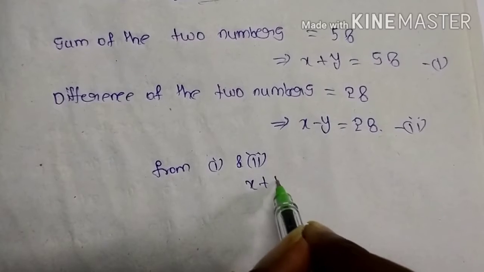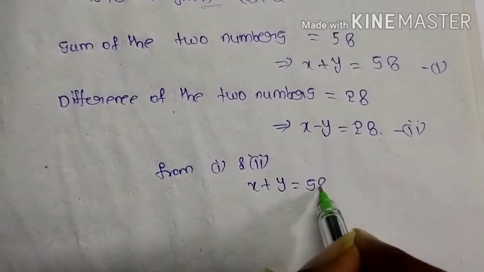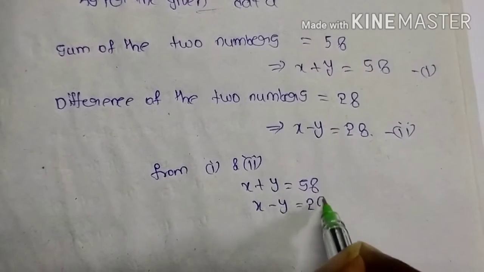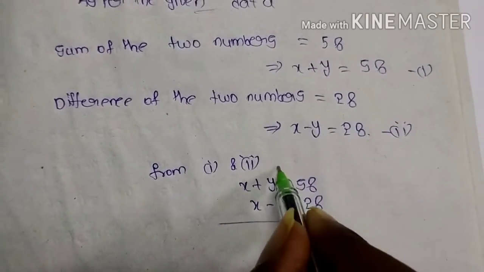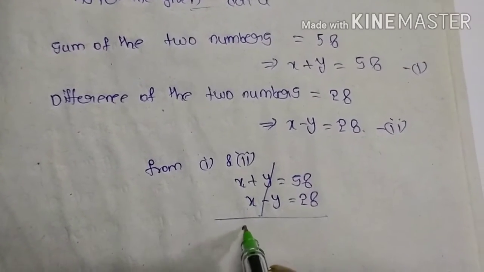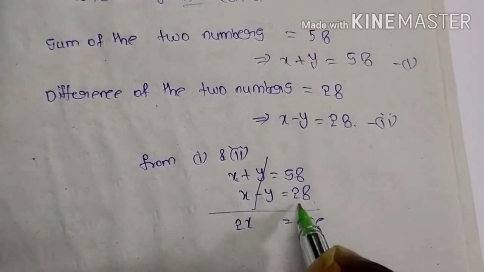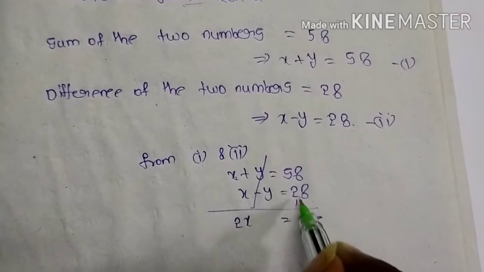See, x plus y is equal to 58, x minus y is equal to 28. You can add these two equations. Plus y and minus y will cancel. x plus x is 2x only, is equal to 28 plus 58. 8 plus 8 is 16, 2 plus 1 is 3, 3 plus 5 is 8.